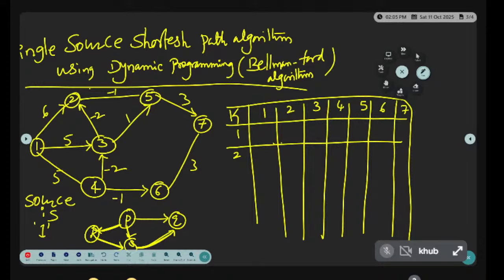1 to 1 is anyway 0, 2 to 0, 3 to 0. We know that, 1 to 1 is 0. And 1 to 2 in a single step, with only a single step, no vias.